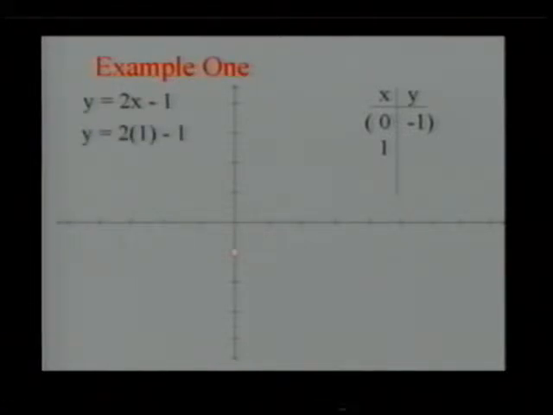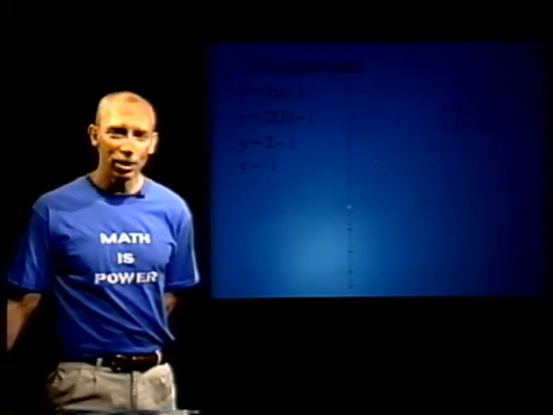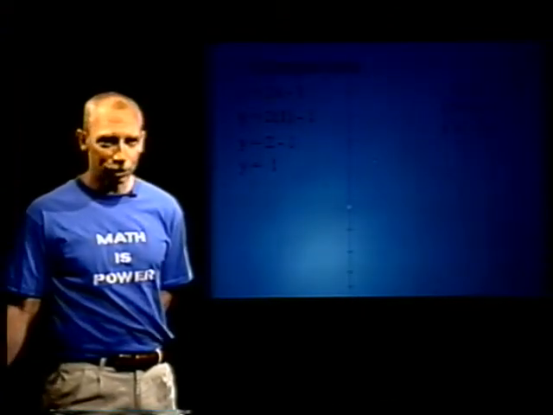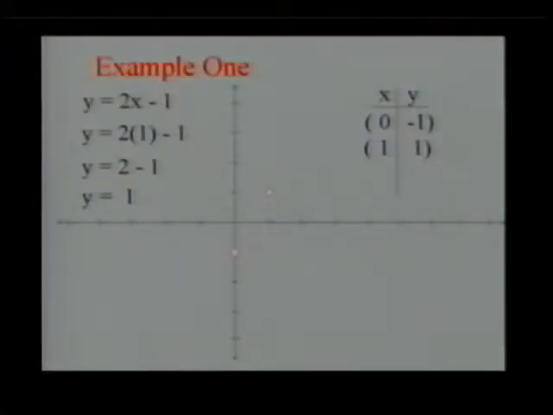Okay, I'll put in 1. 2 times 1 minus 1. So in this case, when x is 1, y is 1. Well, that's just a coincidence. Okay, let's graph that. Now I'm going to do something crazy here. I know where the line is already. But just in case I made a mistake, I'm going to do one more.